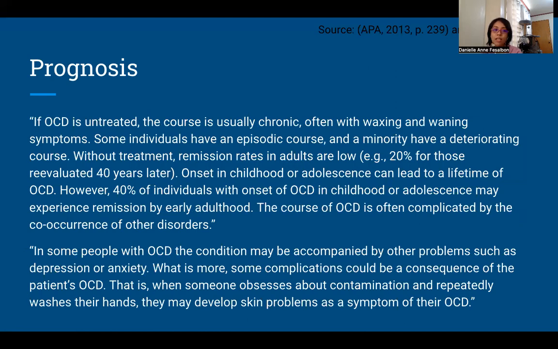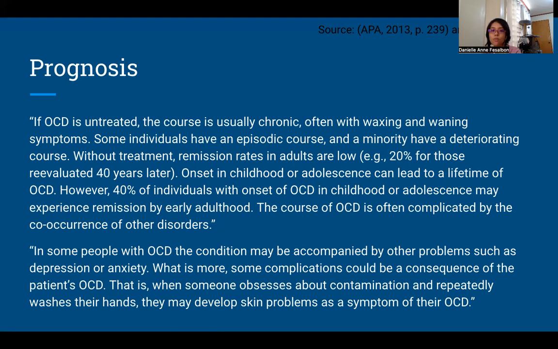Okay, so for the prognosis, if OCD is untreated, the course is usually chronic, often with waxing and waning symptoms. Some individuals have an episodic course, and a minority have a deteriorating course. Without treatment, remission rates in adults are low. An example of that is 20% for those reevaluated 40 years later. Then onset in childhood or adolescence can lead to a lifetime of OCD, which is why whenever we recognize that someone has a disorder, we want to help them get treated as soon as possible. 40% of individuals with onset of OCD in childhood or adolescence may experience remission by early adulthood. So it is possible that even though they have OCD in childhood, it can vanish when they turn to adulthood.